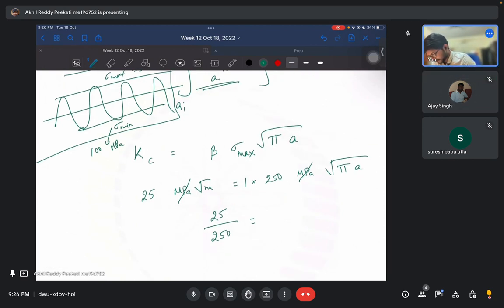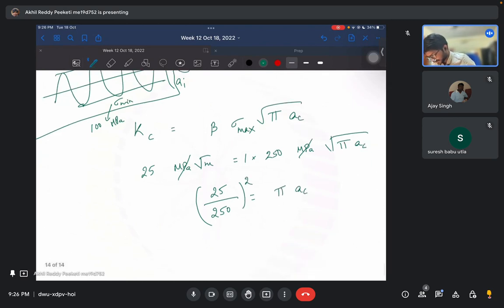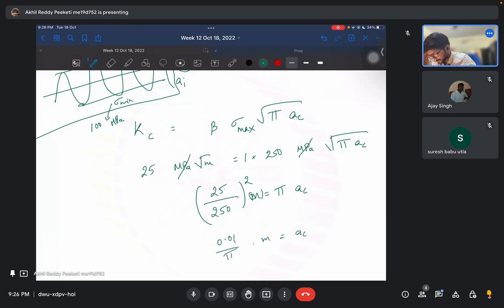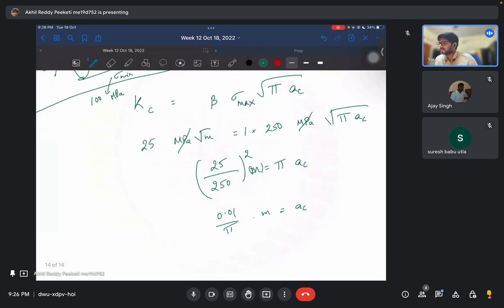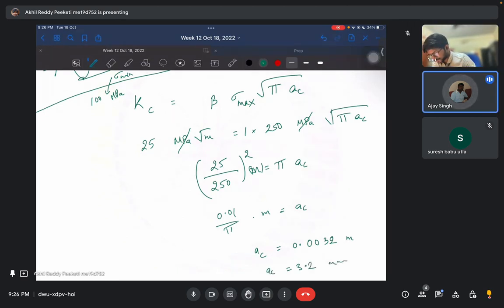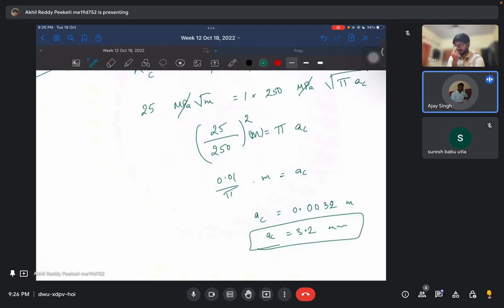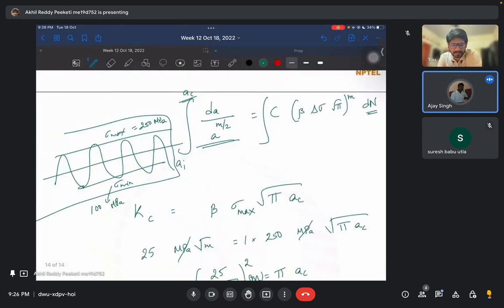So if you square both sides, this is pi a_c. So this is in meters. So 0.01 by pi meters is the critical crack length. Whatever this value comes out to be, it is 3.2 mm. Yes, exactly.